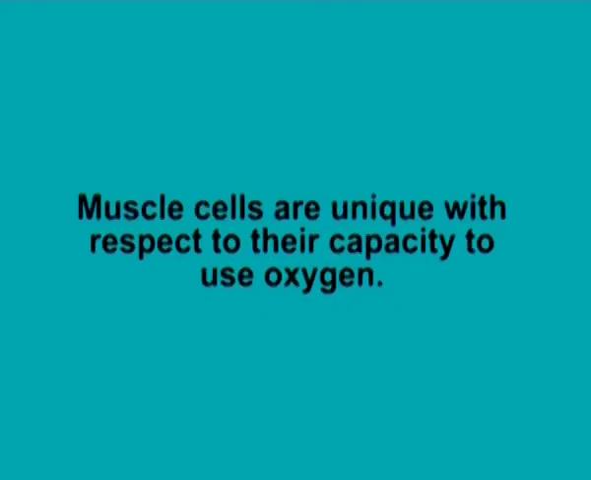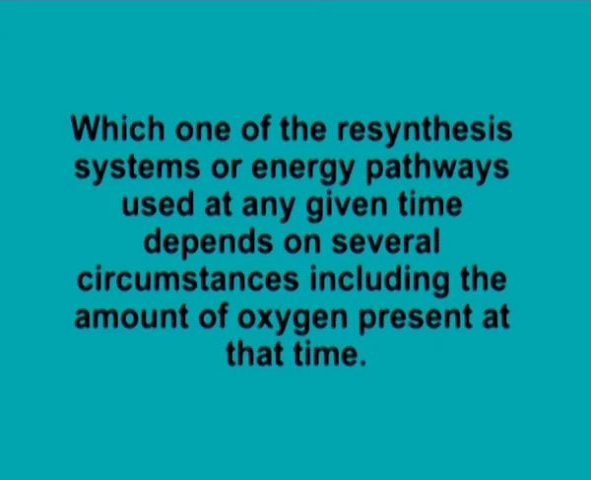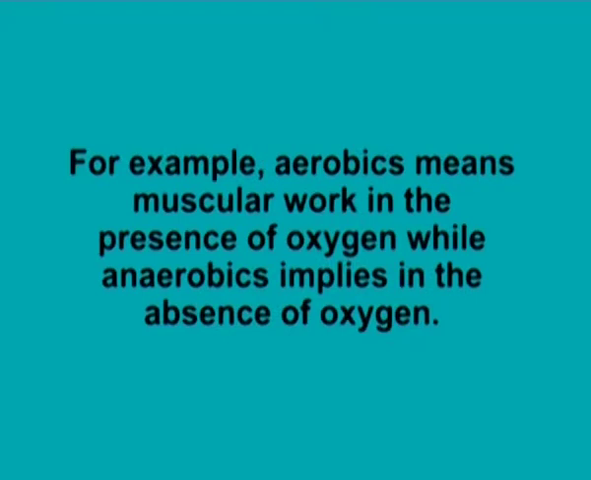Muscle cells are unique with respect to their capacity to use oxygen. Which one of the resynthesis systems or energy pathways is used at any given time depends on several circumstances, including the amount of oxygen present at that time. For example, aerobic means muscular work in the presence of oxygen, while anaerobic means work in the absence of oxygen.